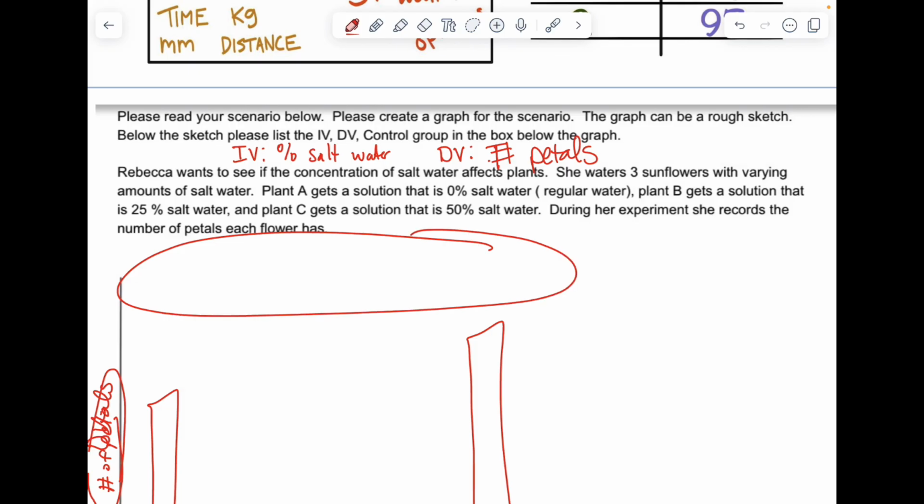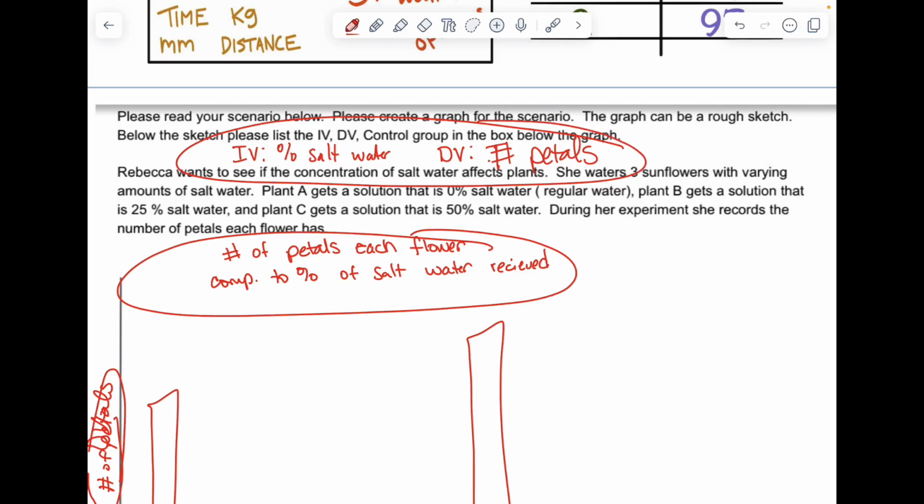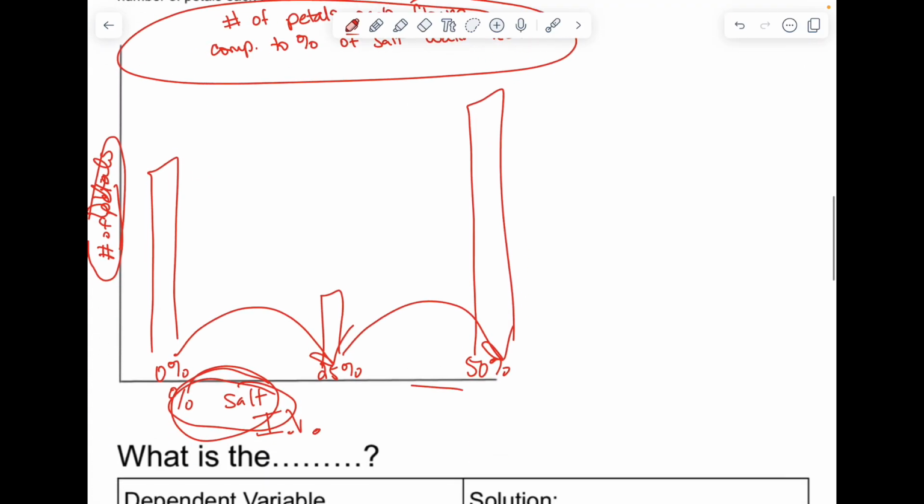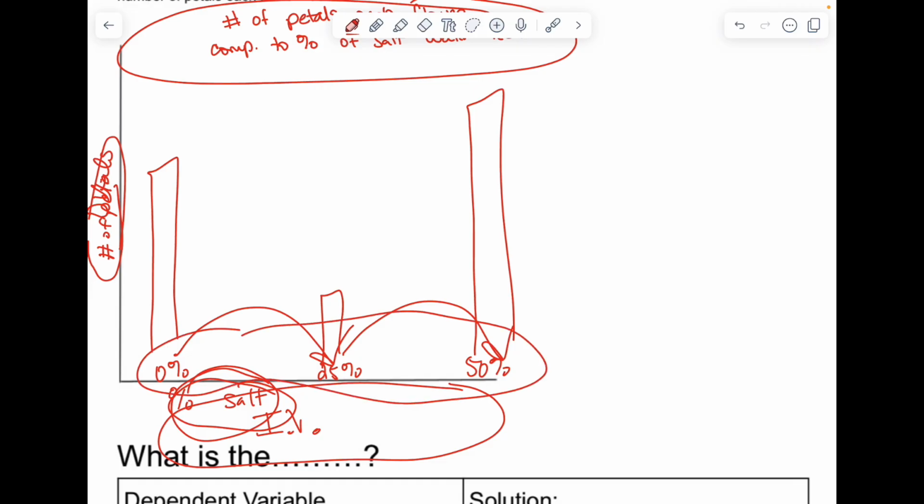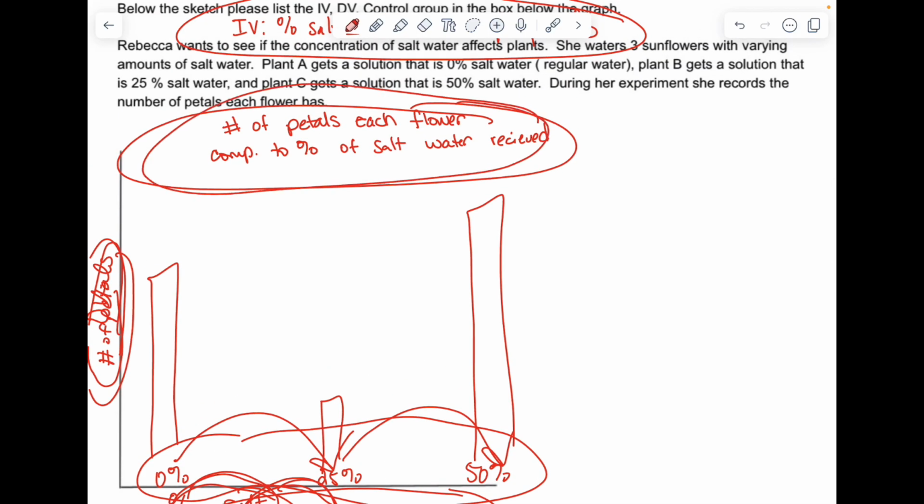We're going to need a proper title. Our title needs to include both of the variables, our independent variable and dependent variable. So we would say the number of petals each flower has compared to the percentage of salt water received. So we do want to make sure that our title includes both of those variables. We want to make sure that we've got everything labeled, that everything is even down here, that we've put the right item on each of our axes, and that we've got a proper title including everything.